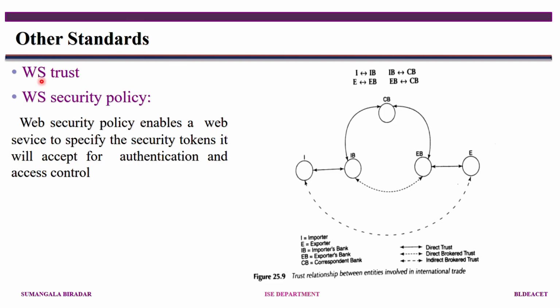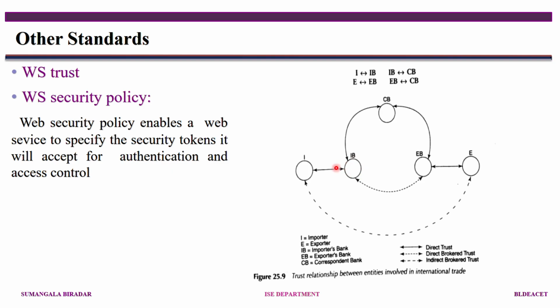Next is other standards. WS Web Service Trust and WS Security Policy. First we'll see WS Trust. This is the diagram. Here I is an importer who wants to exchange some service with the exporter. E is an exporter here. For that, I first needs a security token. So I will communicate with IB, using SOAP, with the importer's bank.